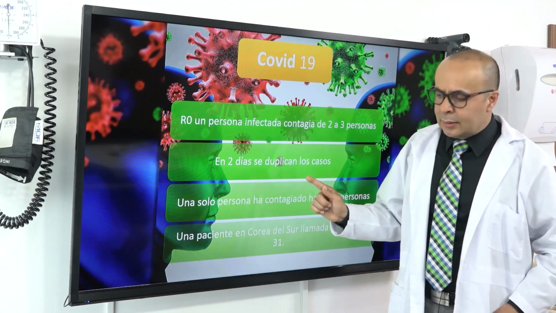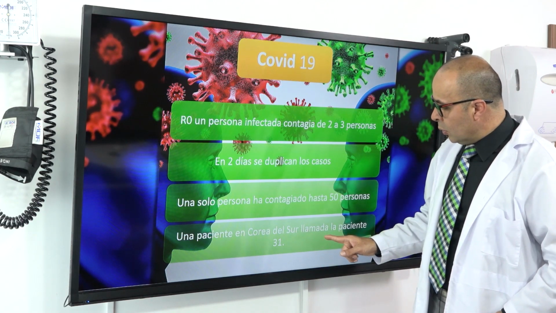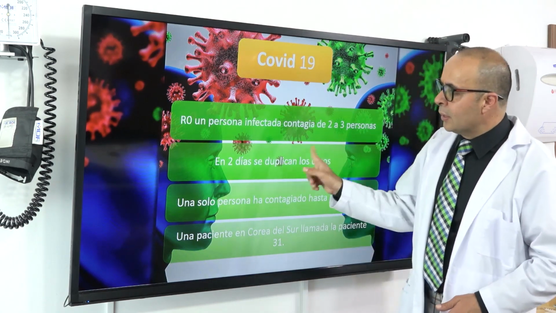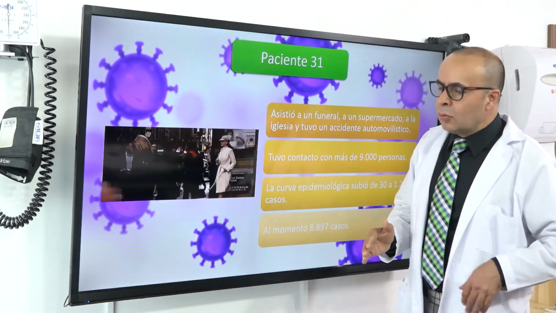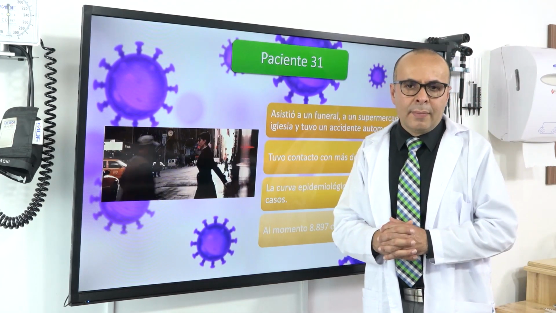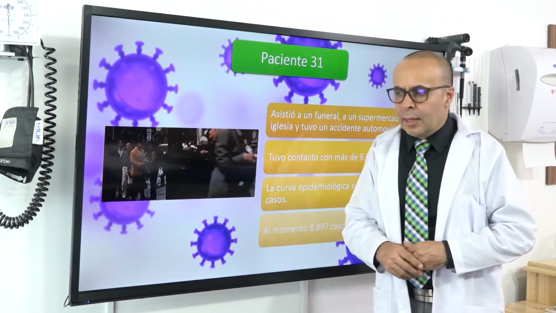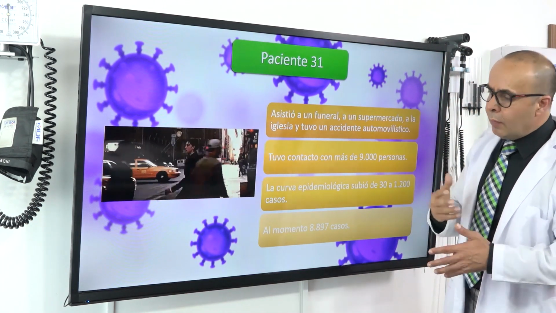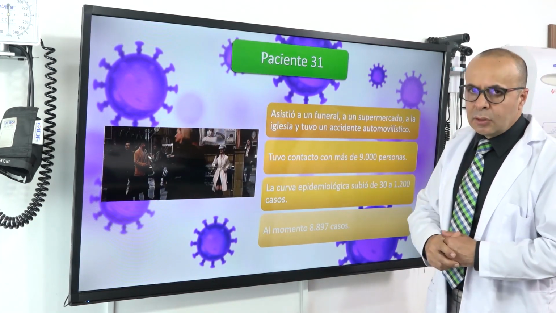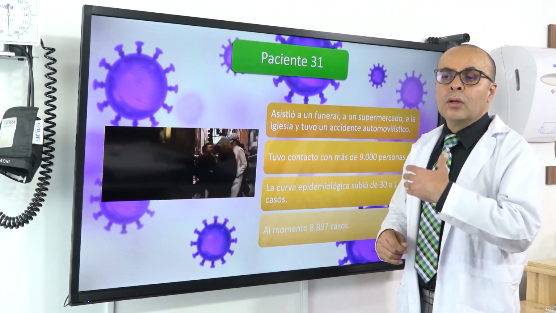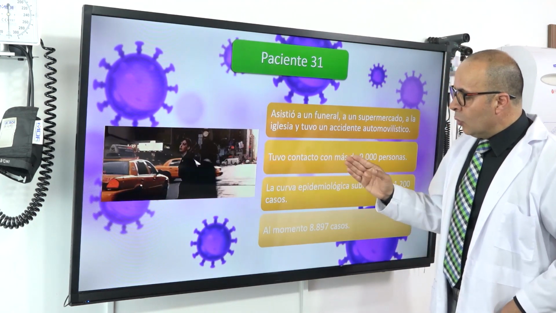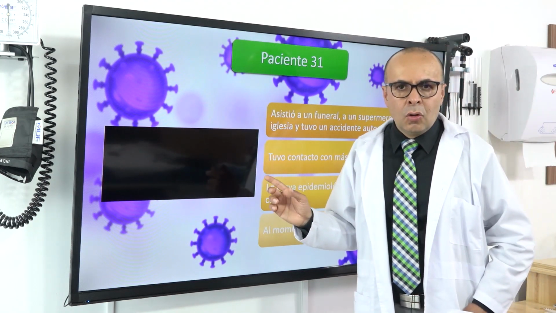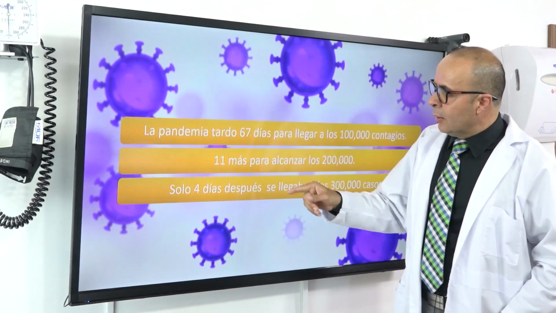It is very important to highlight a case in South Korea, a patient called Patient 31. Let's see what happened with this Patient 31. What happened is that there were over 30 cases in South Korea, and then the 31st case appeared. This lady went to a funeral, went shopping at a supermarket, attended church, had a traffic accident, then returned to church again days later, and the cases shot up from 30 to 1,200 because of her social contact.